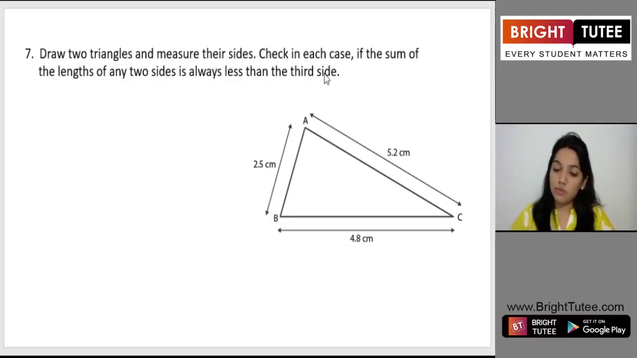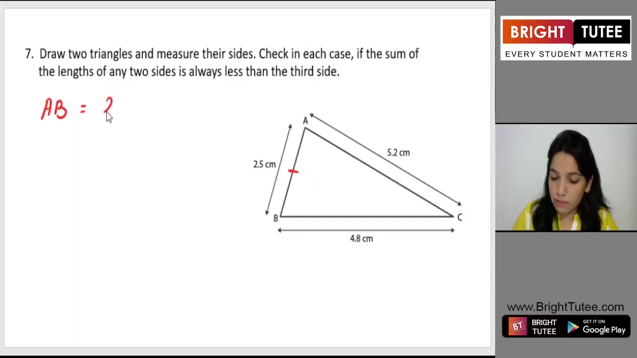Now, I need to prove here in this question that in each of the cases, we are going to discuss two such cases, that the sum of the lengths of two sides, that we are adding any two sides of the triangle, it is always less than the third one. Now, here we have the length of AB as 2.5. So let us write it here. Length of AB is 2.5 centimeters. Length of, say, okay, I think AC is smaller than BC. I'm just saying this by observation.